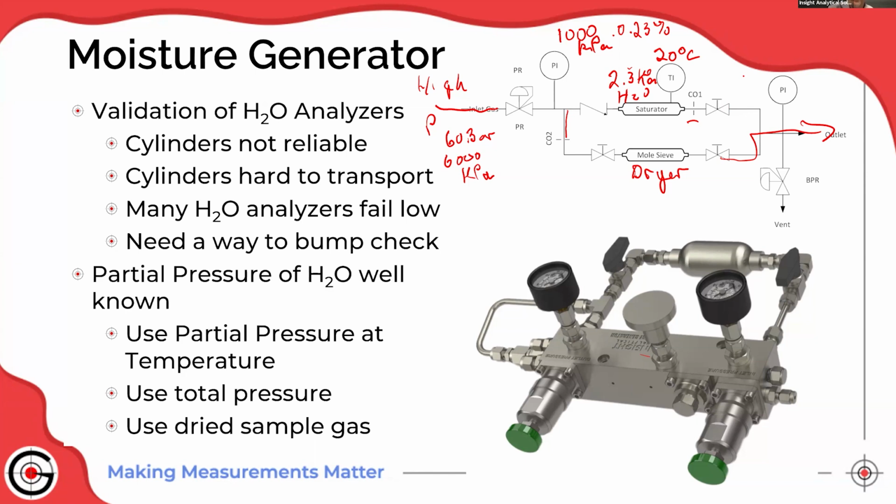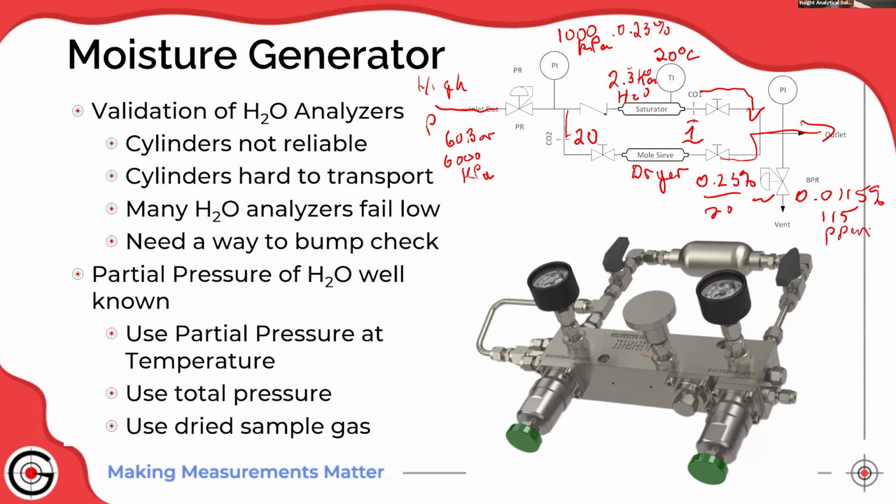My wet gas will come in and mix with the dry gas. If I know the ratio of the two orifices, let's say for every 1 unit of flow I get through this orifice, I get 20 times as much flow through that orifice, I would dilute the gas 20 to 1. So 0.23% divided by 20 is going to be around 0.0115%, or 115 parts per million.